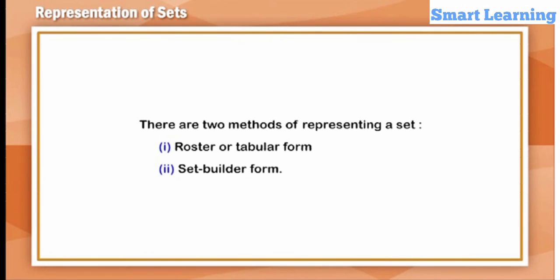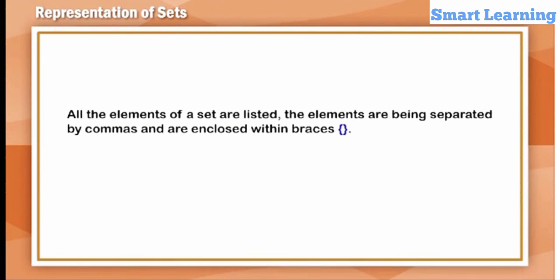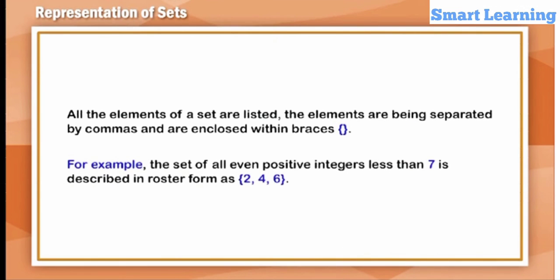First, we will understand the roster form. In the roster form, all the elements of a set are listed. The elements are separated by commas and are enclosed within braces. For example, the set of all even positive integers less than 7 is described in roster form as {2, 4, 6}.